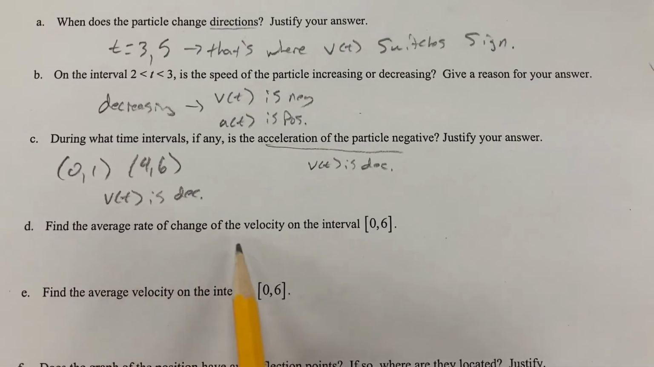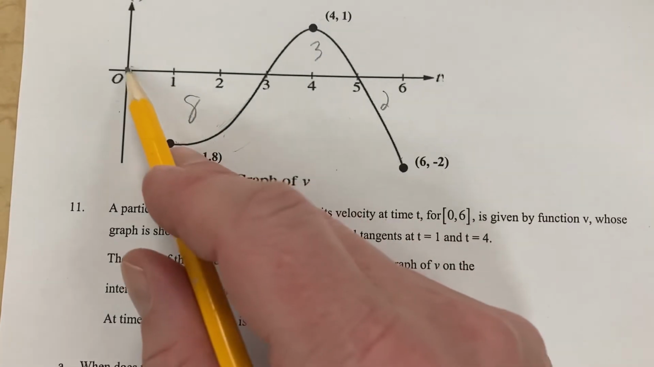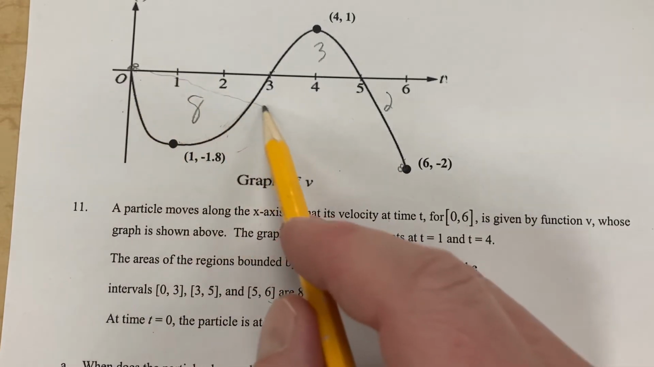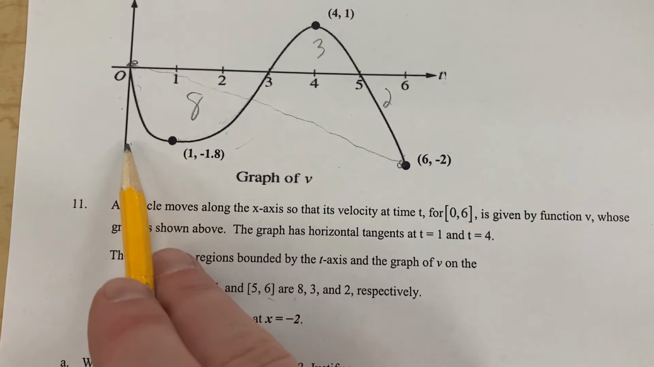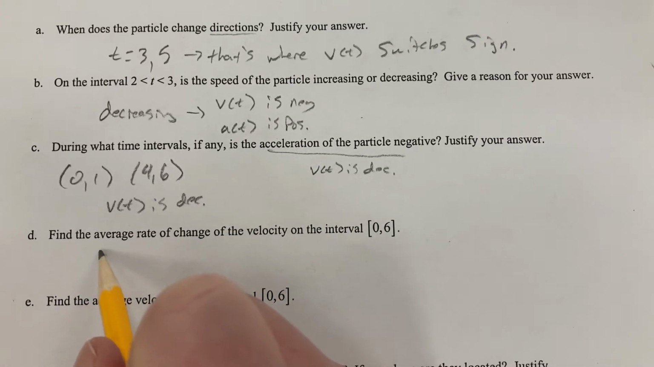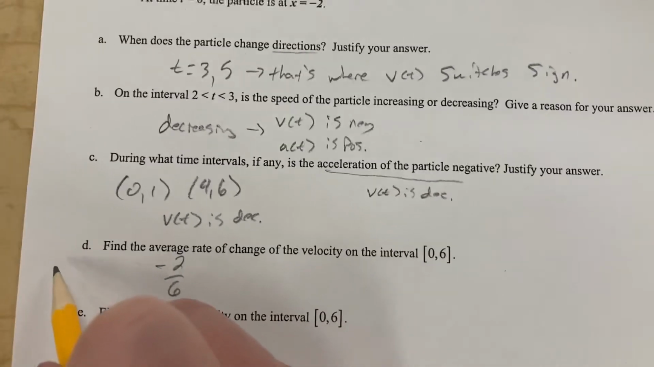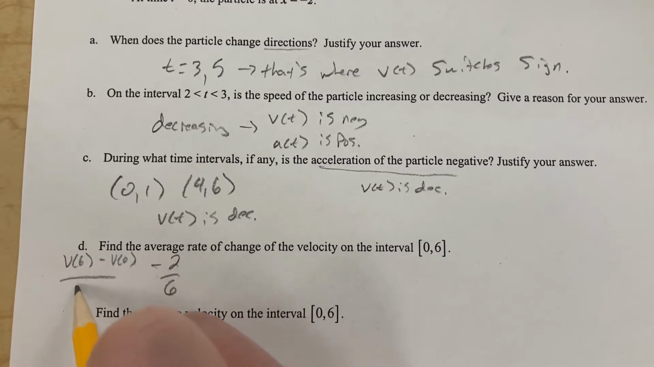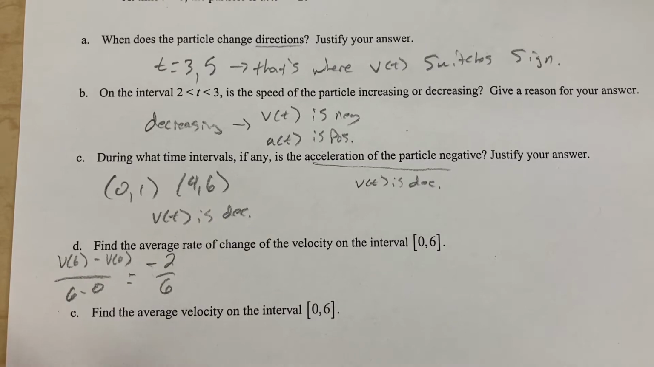Find the average rate of change of the velocity from 0 to 6. So from 0 to 6, we went from a velocity of 0 to a velocity of -2. So the average rate of change is just simply the slope of that line. The velocity went down 2, and it took 6 seconds to do that. So the average rate of change of the velocity is -2 over 6. Now, another way of thinking about that is, what was the change in velocity? V of 6 minus V of 0 over the change in time. Okay? That's another way to think about that.